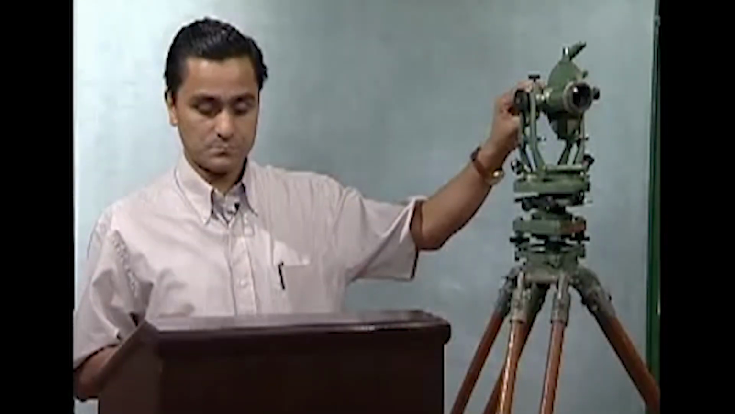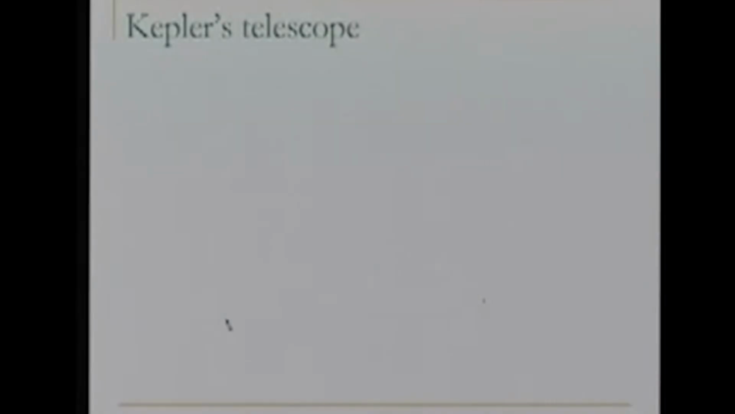Now to start with the telescope. What is the telescope? This telescope is Kepler's type telescope, because you must have done in your physics classes that there are different kinds of telescopes. This is Kepler's type telescope, and as you can see here, as we have seen in our last lecture also, this is the objective lens, that's the eyepiece here.